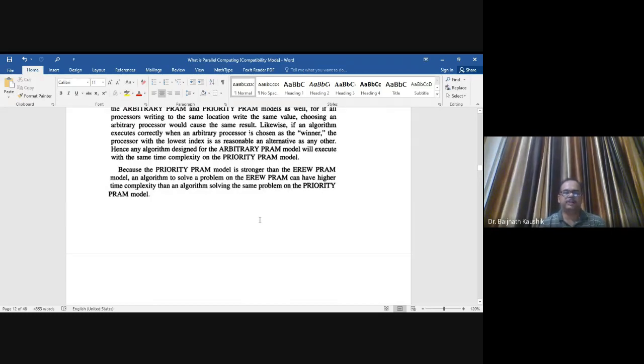Since the priority PRAM model is stronger than the EREW PRAM model, an algorithm to solve a problem on EREW PRAM can have higher time complexity than an algorithm solving the same problem on the priority PRAM model.